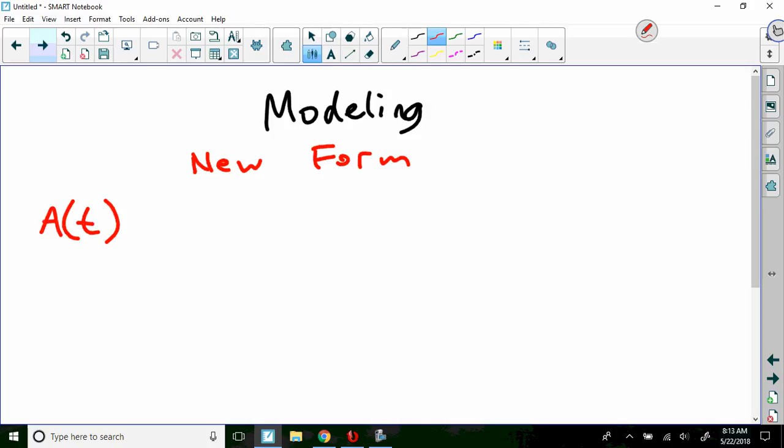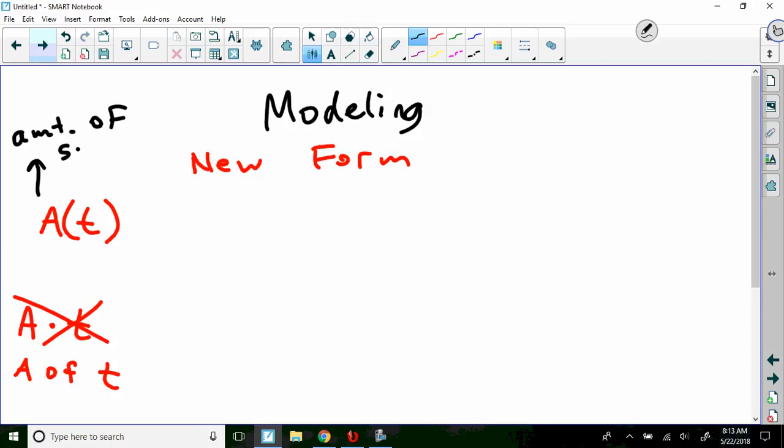Now that doesn't mean a times t, okay? It doesn't mean a times t, so don't get that twisted. It's A of t. And what the A stands for is the amount of something. Whether that something is money, whether that something is a radioactive substance, whether that something is frogs, whether that something is water. It's the amount of something that is growing or decaying exponentially over a period of so much.